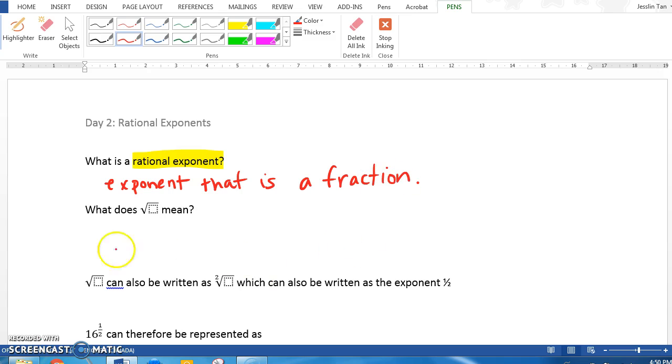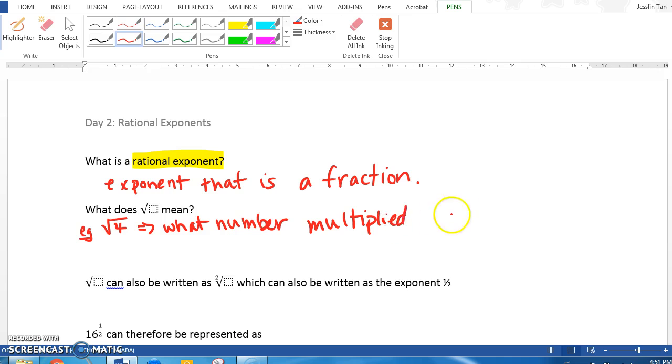So to start off this lesson, we're going to take a look at this square root symbol. So what exactly does the square root symbol mean? If I took an example of the square root of 4, what we actually mean is what number multiplied by itself equals 4. So in this case, the answer to the square root of 4 is 2.